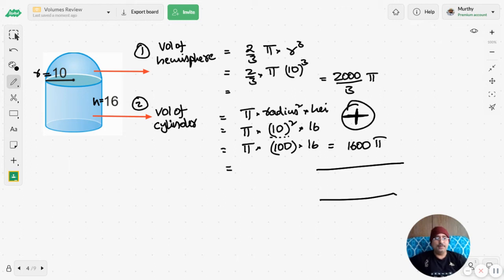Now, what does the total volume mean? You have to add. Here, I'm taking my calculator: 2000 over 3 plus 1600, that gives me 6800 over 3. So the total is 6800 over 3 pi cubic units. Let's quickly jump to the next question.